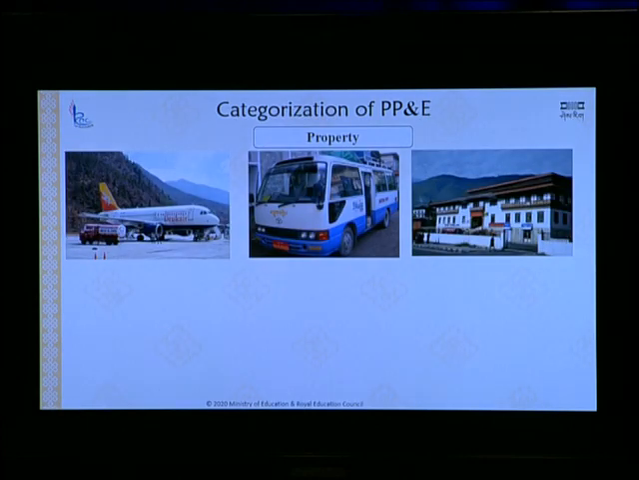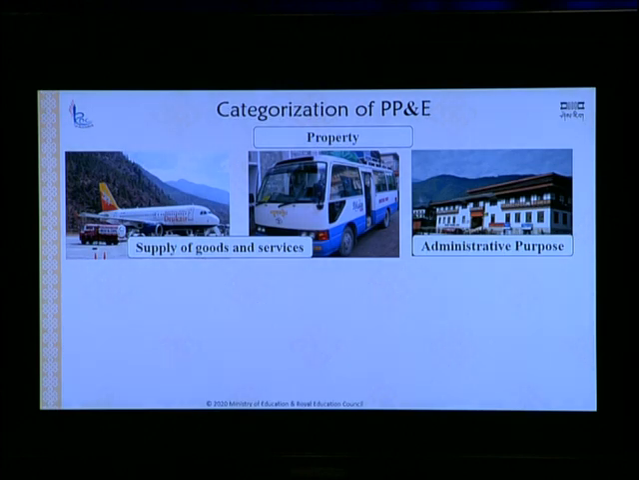Now, let us try to categorize the property, plant and equipment. So, under property we have an aeroplane, a coaster bus and a building out here. So, these are some examples of property, and let us see what is the use of this property out here. The aeroplane and coaster bus is mainly used for supplying of goods and services. They provide services too, and this building out here is mainly used for administrative purposes.